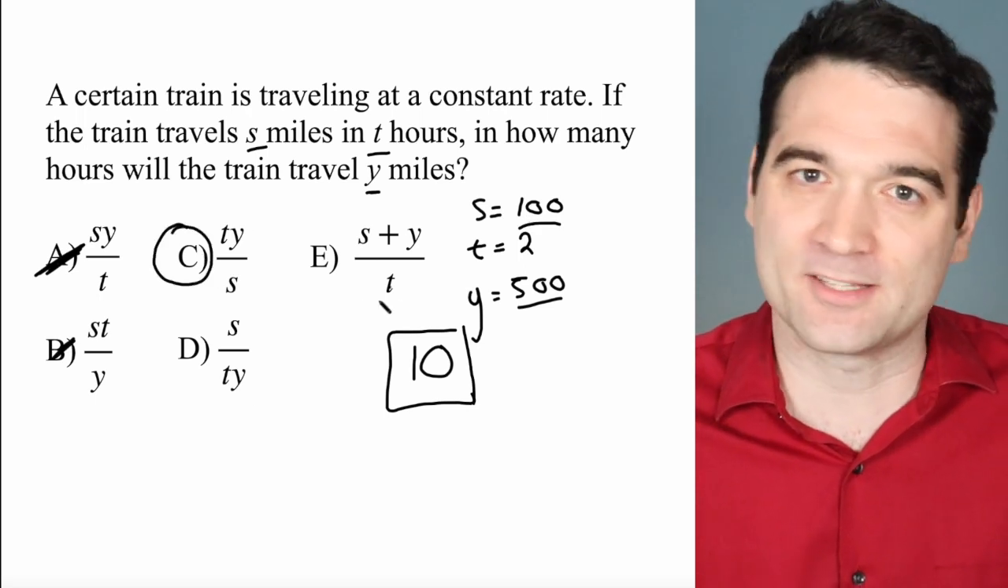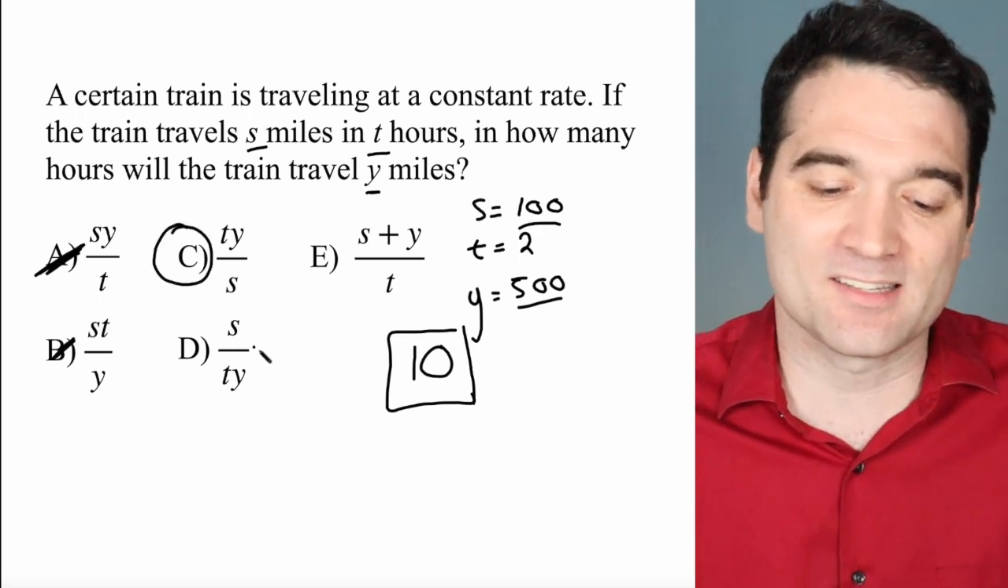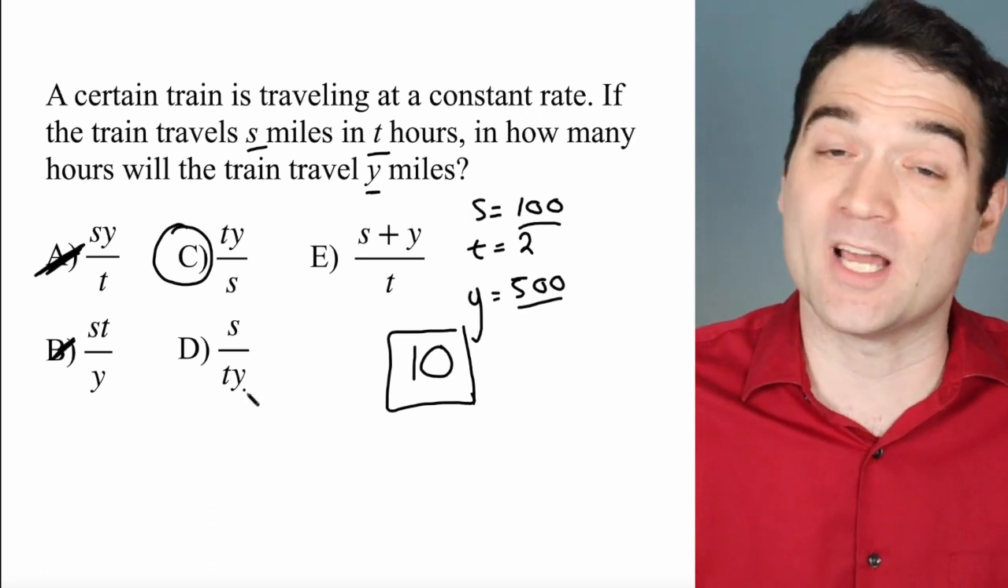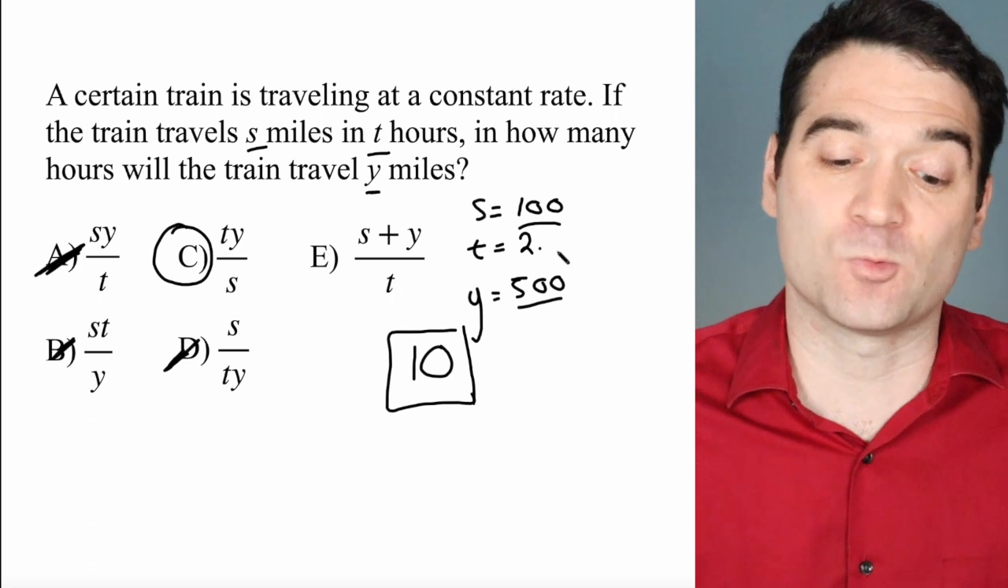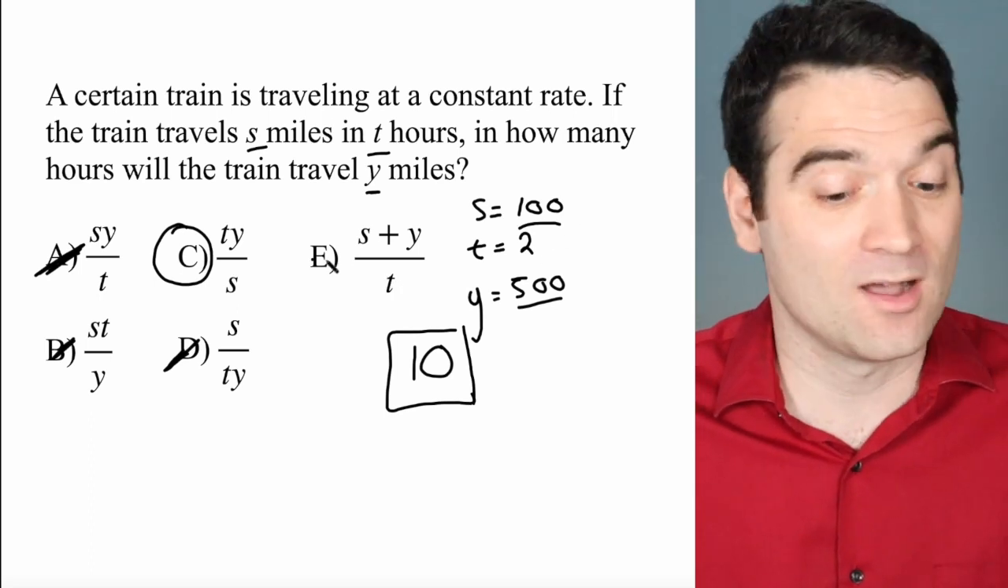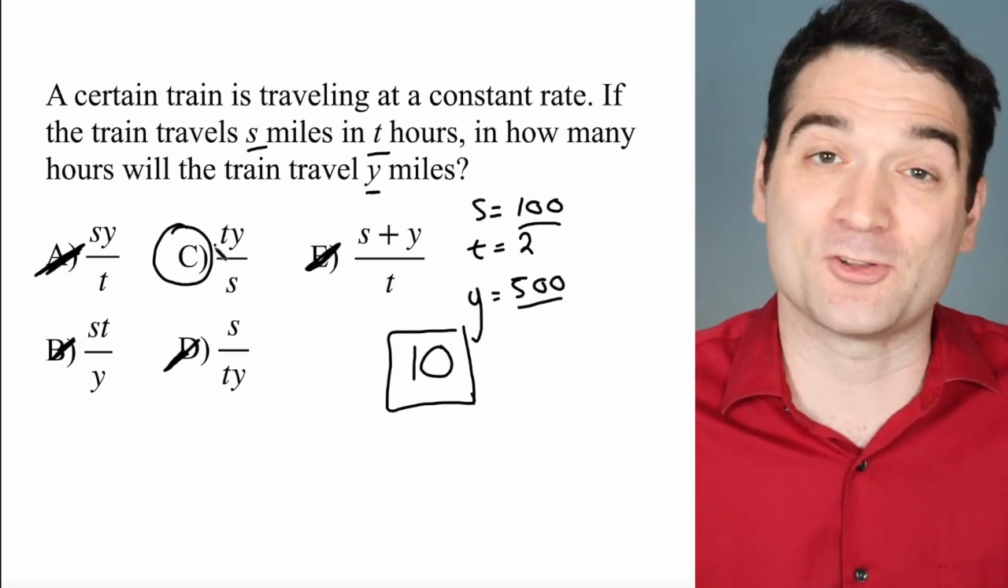Let's double check these last two just to make super sure, right? s divided by t times y, that's 100 divided by 2 times 500, 100 divided by 1,000, no. And s plus y, 600 divided by 2, also no. So the correct answer here is C.